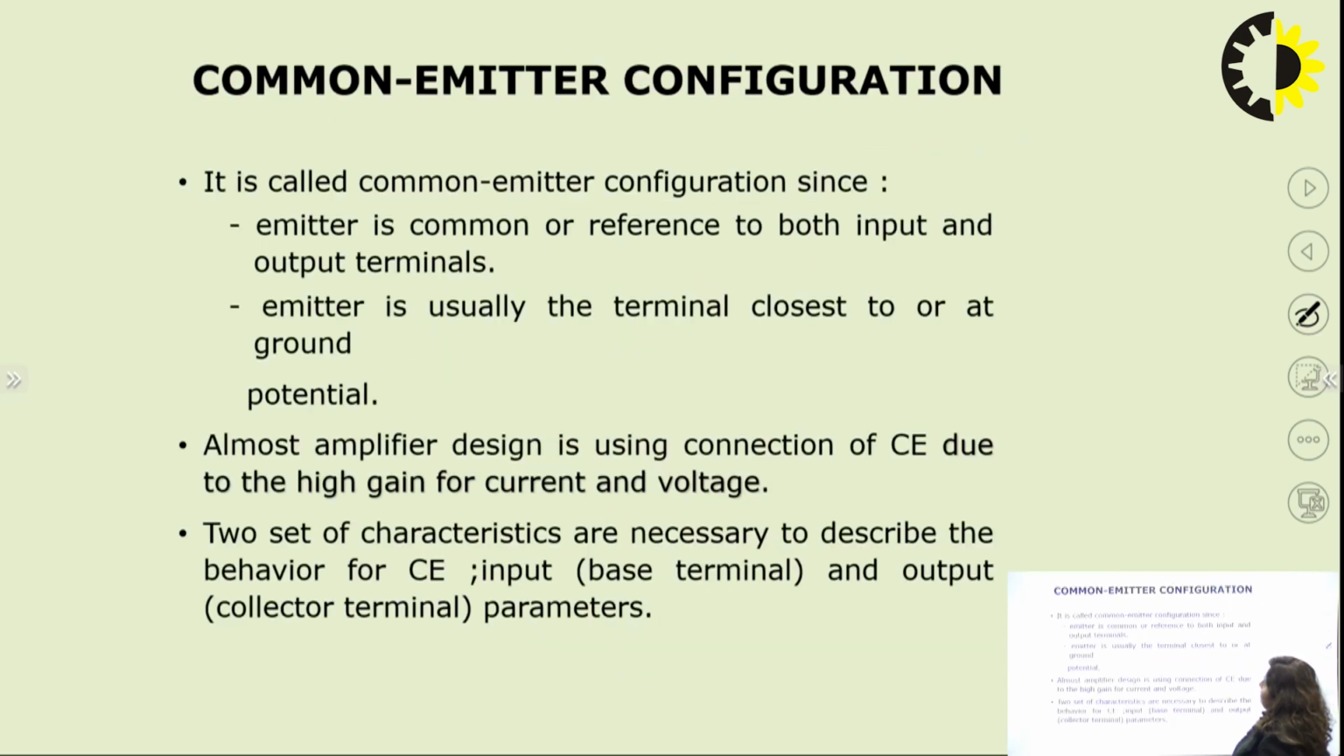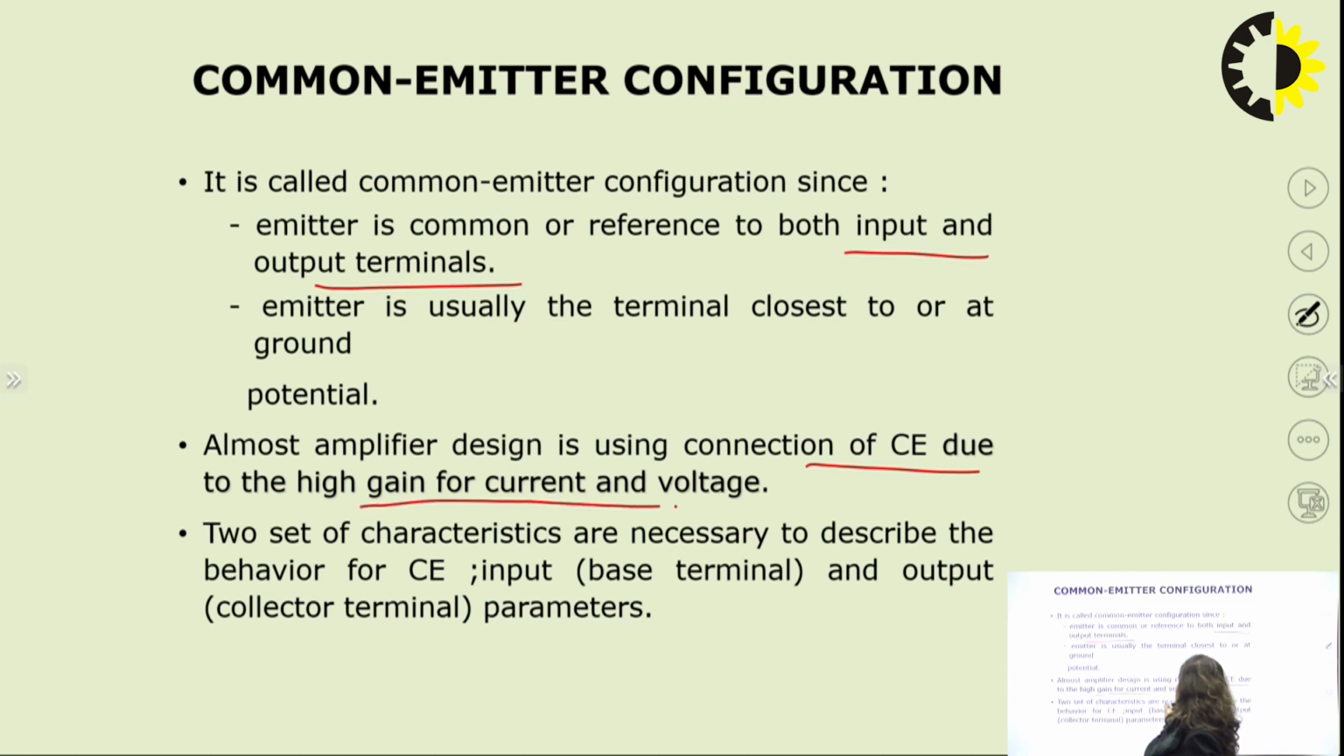So next we have common emitter configuration. It is called common emitter configuration since the emitter is common or a reference to both the input and output terminals here. The emitter is usually the terminal closest to or at ground potential. Almost all amplifier design nowadays uses the common emitter connection for its high gain for current and voltage.